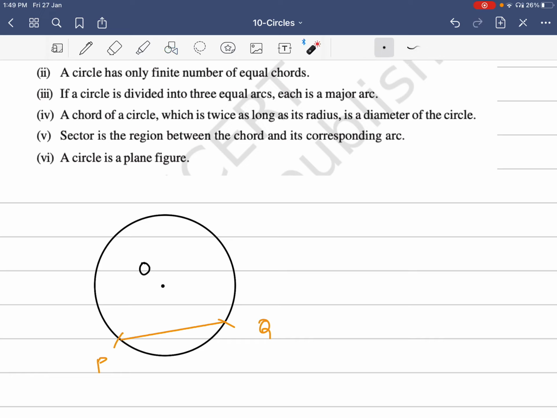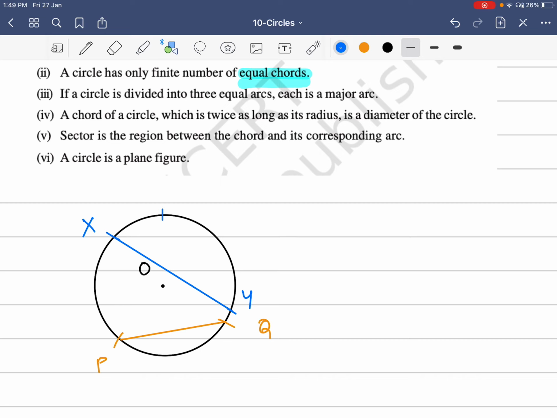Now they are talking about not any random chord. This is a keyword. They are talking about equal chords. What do you mean by equal chords? Chords which have equal length, or the length of two different chords should be the same. For example, let's consider another set of points. Let's call this X and let's call this Y. So this is also a chord, so I'm going to connect X to Y.